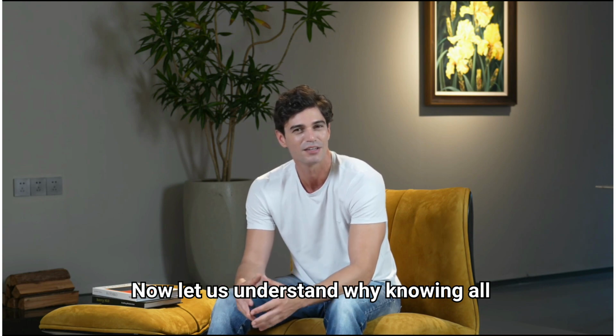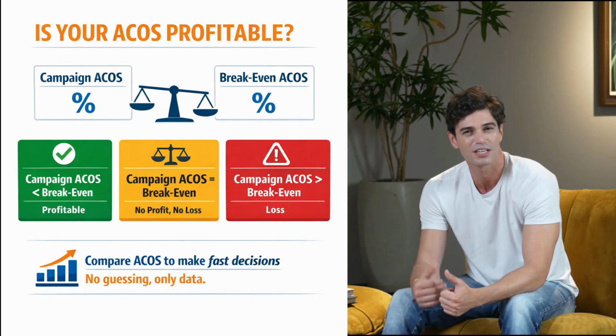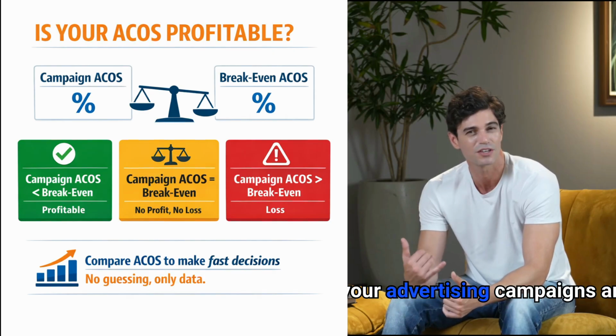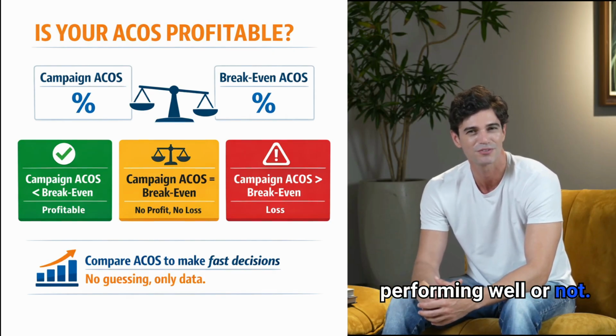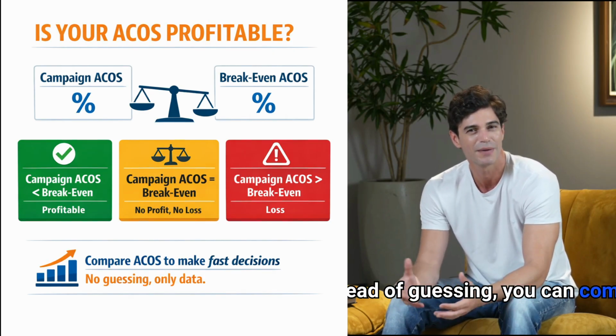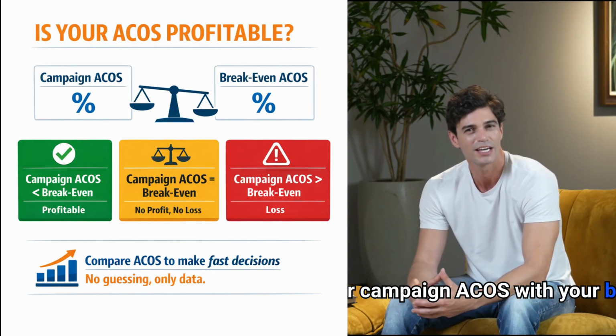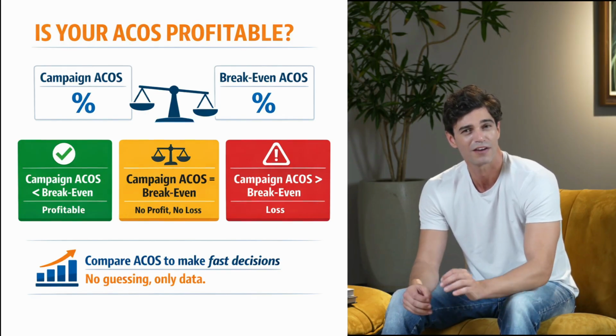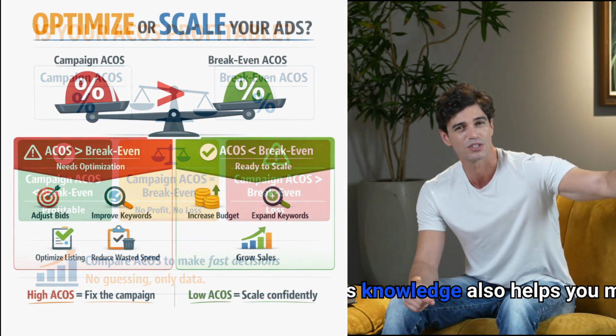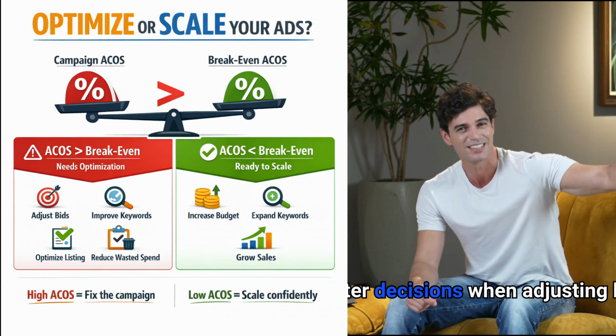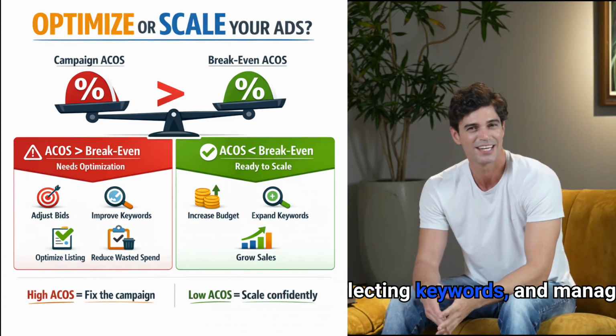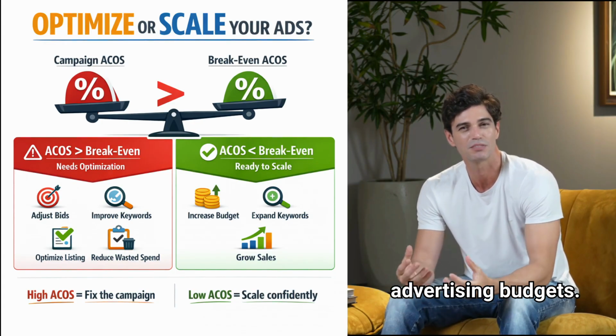Now let us understand why knowing all this is helpful. When you know your break-even ACOS, you can immediately evaluate whether your advertising campaigns are performing well or not. Instead of guessing, you can compare your campaign ACOS with your break-even ACOS and quickly see if your advertising is profitable. This knowledge also helps you make better decisions when adjusting bids, selecting keywords, and managing advertising budgets.